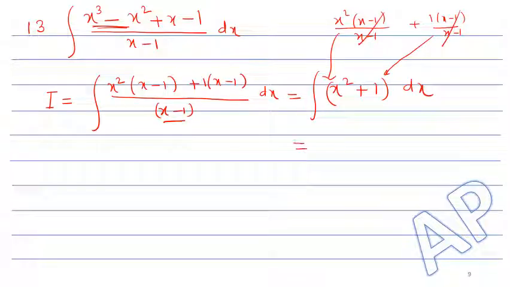So I have x square plus 1 into dx. Now we can integrate this. This is in the form of x to the power of n. So x to the power of n plus 1 by n plus 1 means x to the power of 2 plus 1 by 2 plus 1, plus the integral of 1 dx, which means x, plus c. So the answer is x cube by 3 plus x plus c.